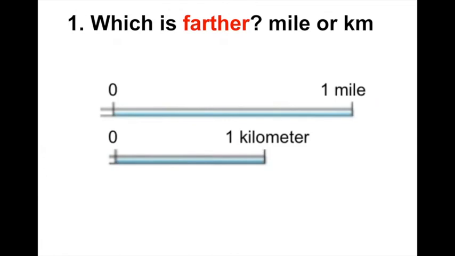In the United States, we sometimes use things like miles, which is called the imperial system or English units. It turns out that they're both really big, a mile and a kilometer. But we see that a mile is actually bigger than a kilometer. A kilometer is about 2/3 of a mile.